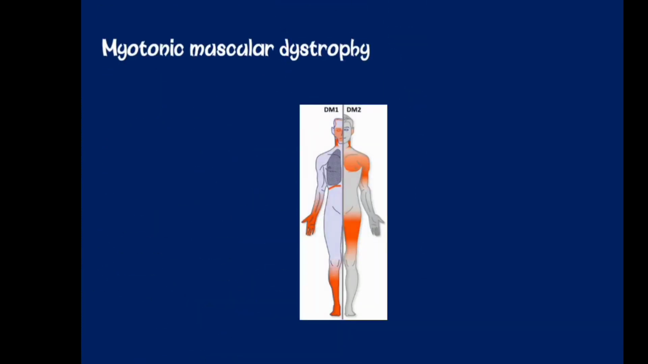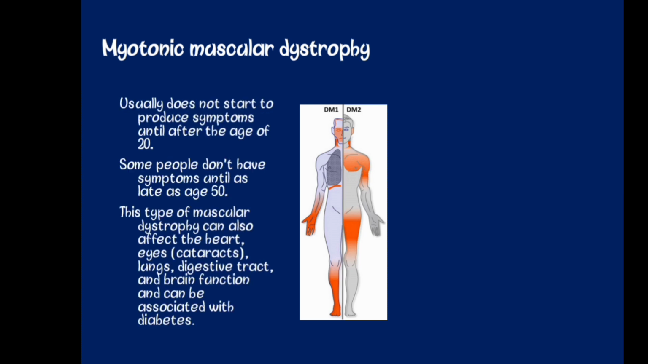Now the last type that we are going to discuss is myotonic muscular dystrophy. Myotonic dystrophy is the most frequently diagnosed type of muscular dystrophy in adulthood, affecting adults assigned male at birth and assigned female at birth equally. Individuals with this condition often struggle to relax their muscles after activity. It can also impact the heart and lungs and lead to endocrine complications including thyroid disorders and diabetes. Usually, it does not start to produce symptoms until after the age of 20. Some people don't have symptoms until as late as age 50.